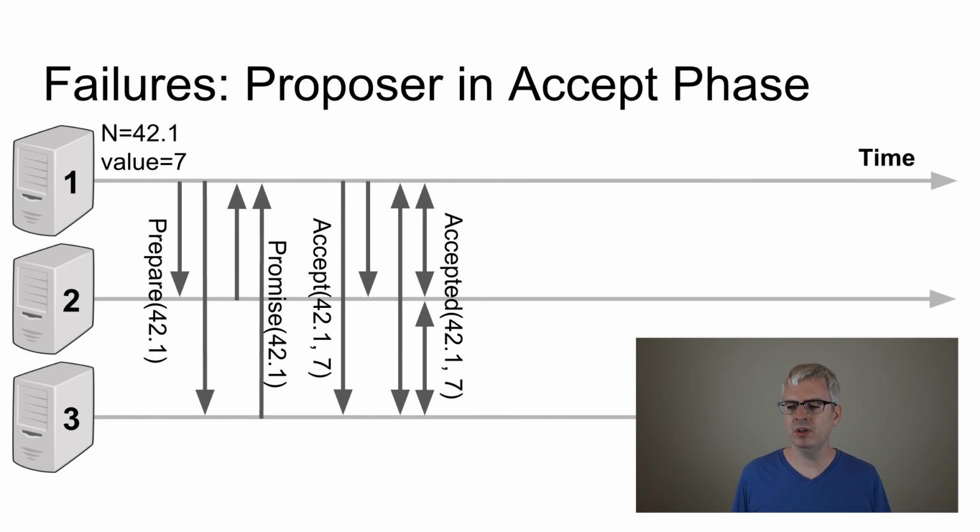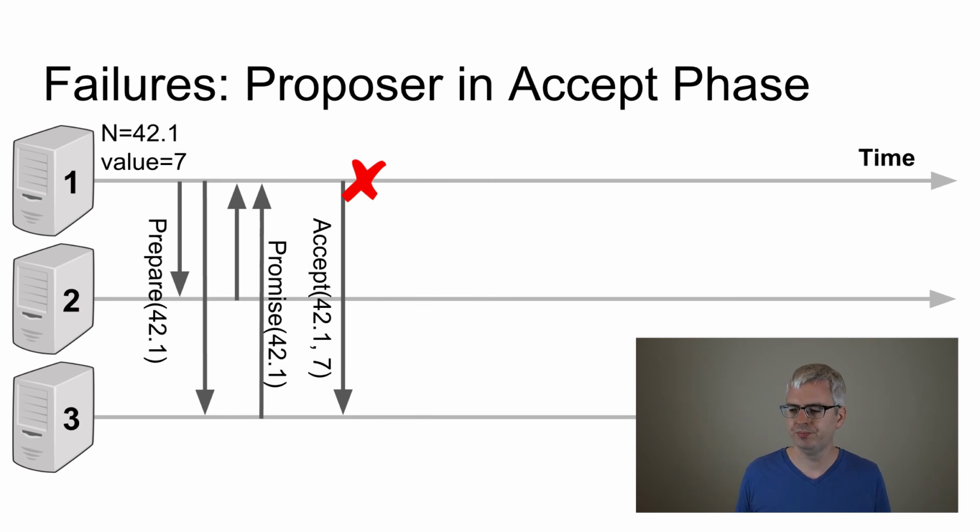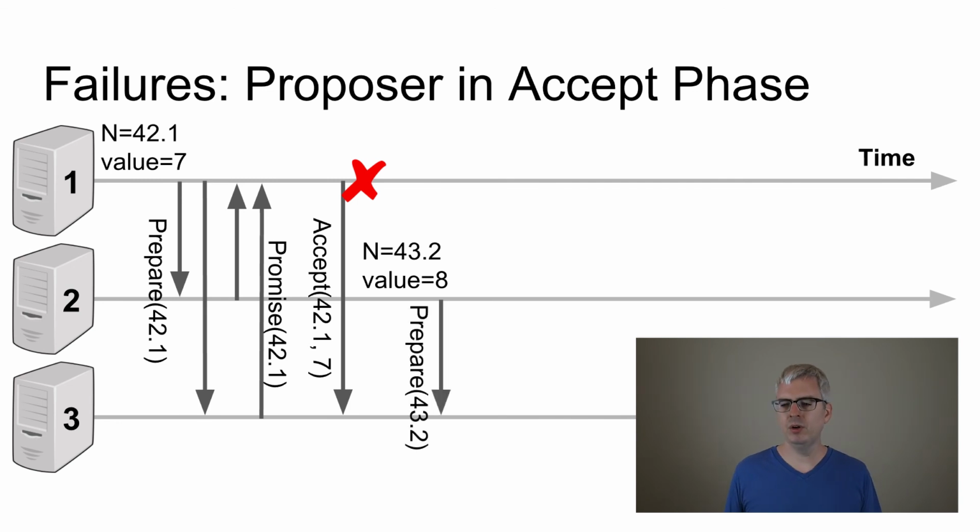But server 2 hasn't gotten it yet, and we actually haven't gotten any server to the state where it knows that this is what's happened, that we've gotten agreement. So how does this work? Well, server 1 fails, so everything that it does goes away. And then let's say server 2 comes along and says, I want to propose a new value, because I'm now going to be a proposer. So I pick a bigger n. My n is going to be 43.2. And my value which I want to propose is 8. So I send out a prepare message to all of the remaining servers.